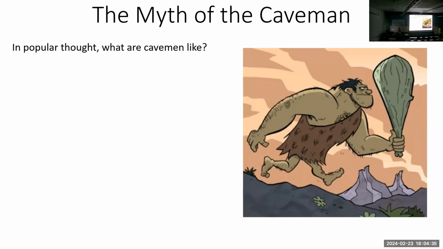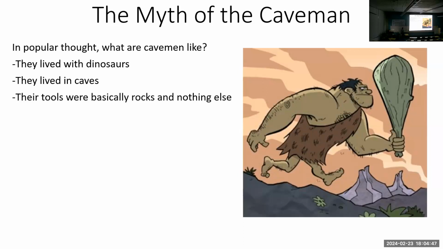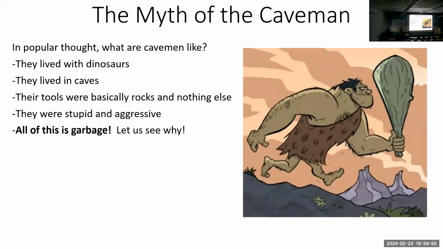So these are some of the characteristics I came up with. One thing is maybe they live with dinosaurs. For a lot of people, that's their picture of cavemen, that they lived alongside dinosaurs. They lived in caves, obviously. That's where the name comes from. Their tools were basically rocks and nothing else. And they were stupid and aggressive. So it turns out all of these points are wrong. None of these points actually accurately describe prehistoric humans. So let's take a look at why. We're going to dismantle these points one by one to take down the concept of a caveman as a real thing.